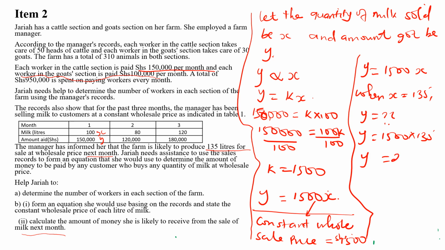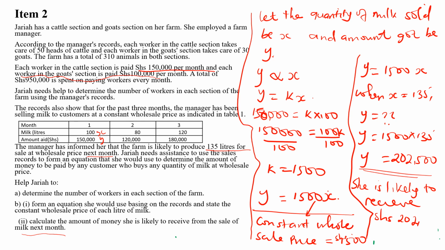Our value of y is 2,500. But don't end at that; come and give a conclusion. They just put here that she is likely to receive this amount, 202,500. Conclusion is very important. So that's how I would respond to item 2.